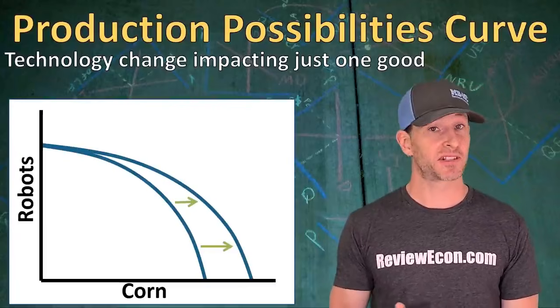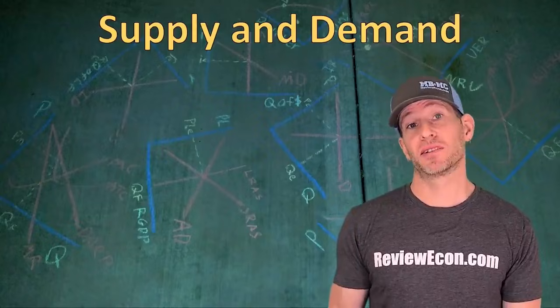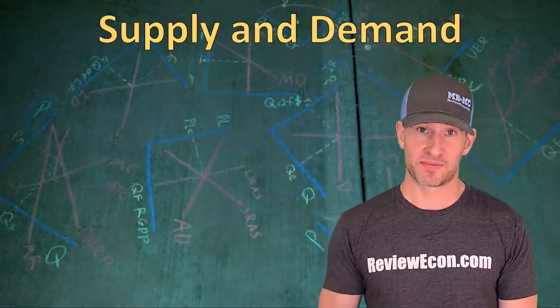The production possibilities of robots wouldn't have changed, but the possible production of corn would have increased. The next graph we're going to look at is supply and demand. We're going to look at each of those curves separately and then put them together.